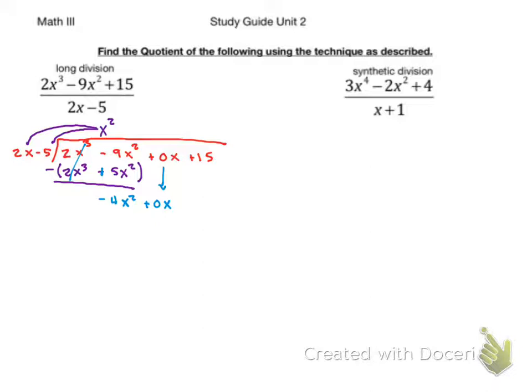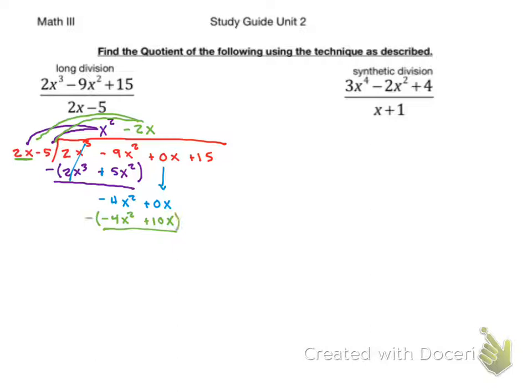And now, same steps, we have to start asking ourselves, from 2x, how do we get to negative 4x squared? So from 2 to negative 4, we got to multiply by negative 2. And then from x to x squared, you got to multiply by x. So now this gets distributed to both of these as well. And I'm not going to keep drawing those lines. It's going to get too messy. But negative 2x times 2x gives us that negative 4x squared. And then negative 2x times negative 5 gives us a positive 10x.